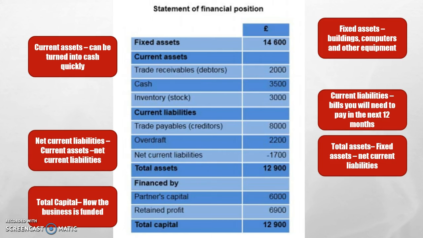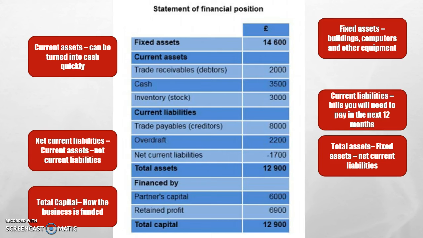Another current liability would be something like an overdraft. An overdraft is money that you owe the bank, and it's usually expected that it's not a long-term source of finance, so you'll be expected to pay that back probably within a 12-month period. Now, if you can get yourself to this part here, net current liabilities, sometimes known as working capital too, have a quick pause and try and work out how that figure has been calculated.